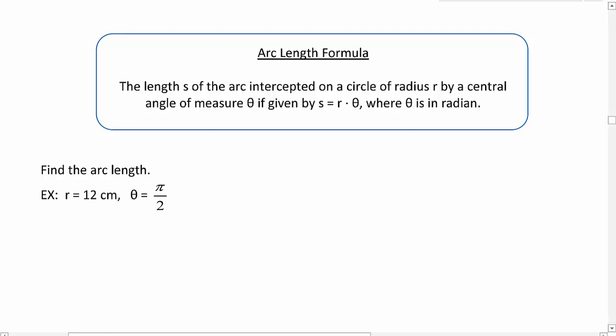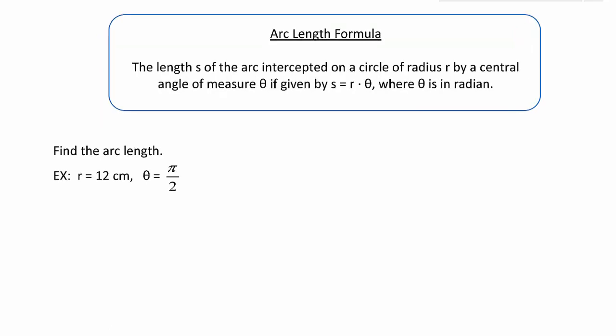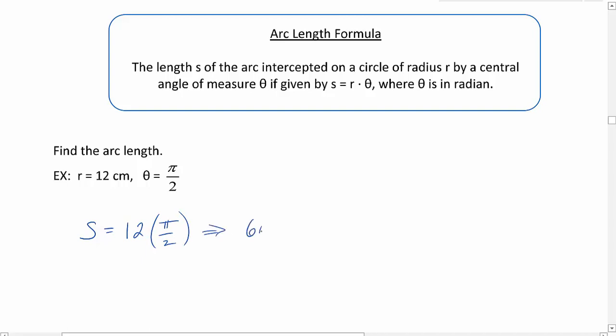So let's find the arc length when our radius is 12 centimeters and our theta is pi over 2. Our definition says that our theta has to be in radians, so if it's not given in radians, be sure to convert it right away. Ours is, our arc length s, is going to be equal to 12 times pi over 2. So this is going to give us 6 pi, and our unit is centimeters, since this is a linear measurement.